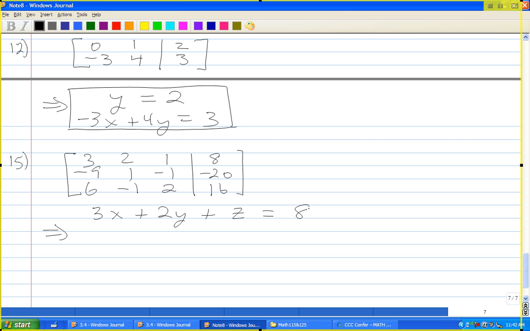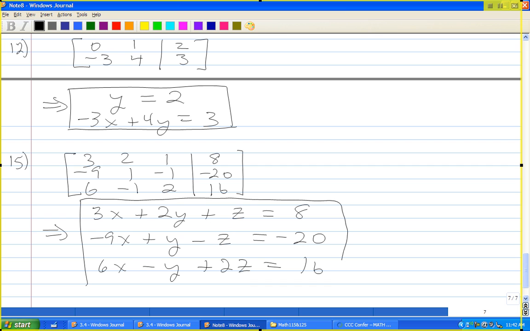And so 3x plus 2y plus 1z equals 8. Negative 9x plus 1y minus 1z equals negative 20. 6x minus 1y plus 2z equals 16. And that is the system of linear equations corresponding to this augmented matrix, where I've picked x, y, and z as the names for my variables.